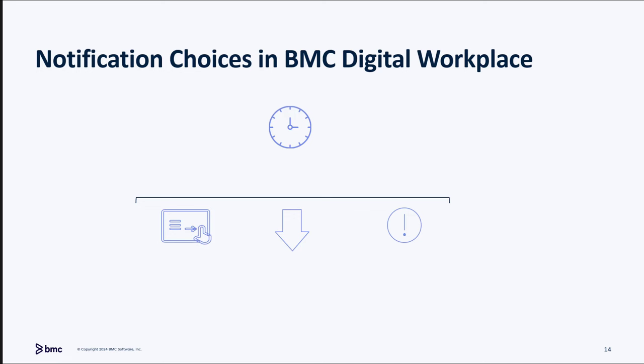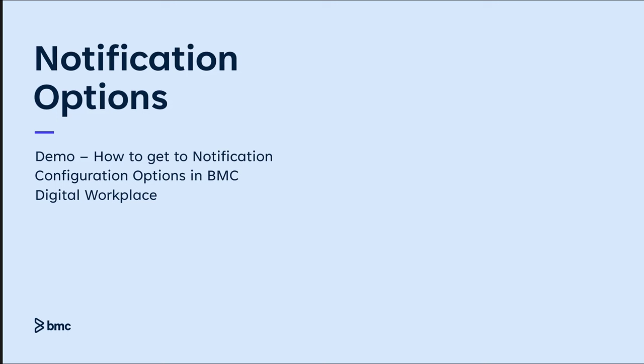With BMC Digital Workplace, users can receive the following types of notifications: email notifications, push notifications sent to mobile devices, and in-app notifications, which are bell notifications and news feed notifications. In this demo, I will show you how to get to the configuration options for notifications with BMC Digital Workplace.